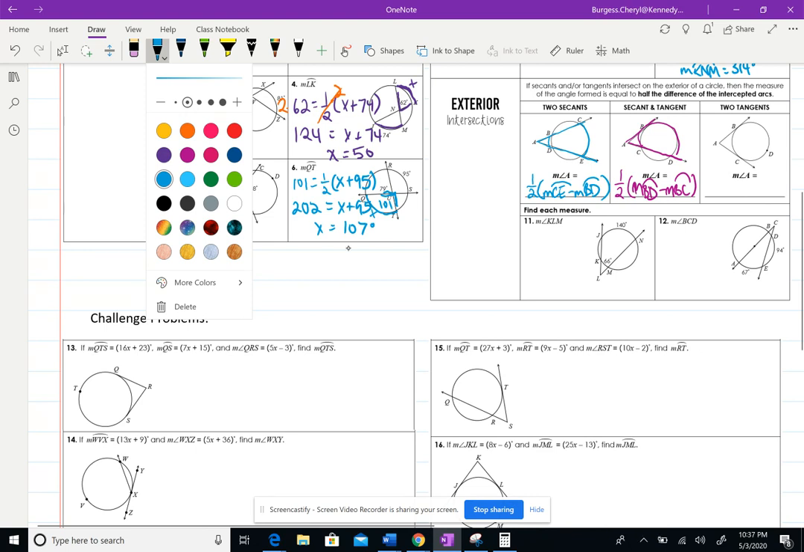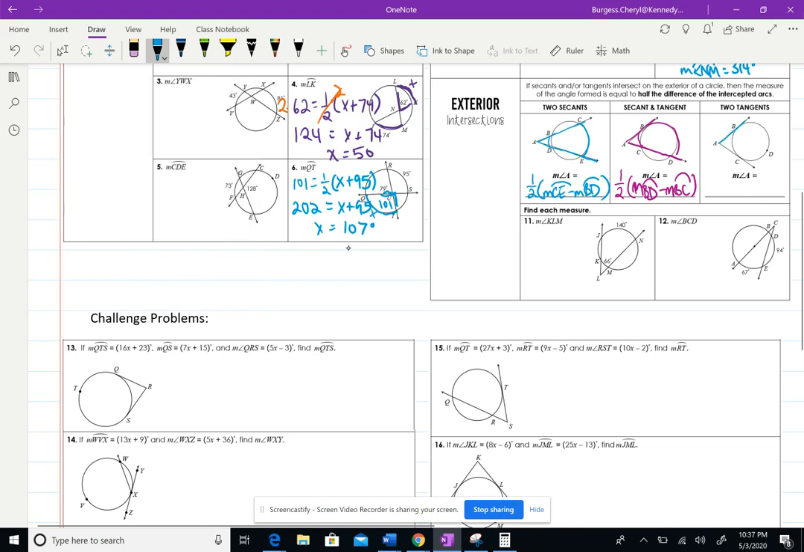We have angle A. Oh, look, I picked the same color. Oops. It is equal to 1/2 the difference of the intercepted arcs. This time we have a major arc, BDC, minus the measure of BC.